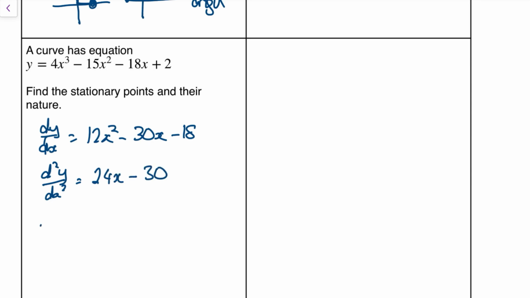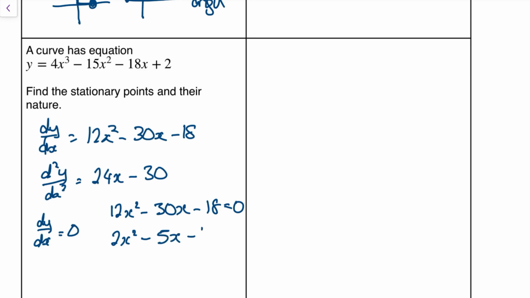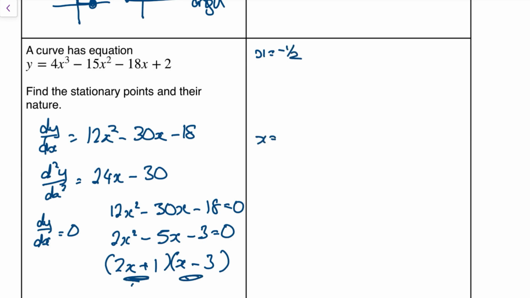I need to find out where dy/dx is equal to 0. This will be quite a lot of marks in the exam. There's a lot going on here. So 12x squared minus 30x minus 18 equals 0. I can divide it by 6, which gives me 2x squared minus 5x minus 3 equals 0. I'm pretty sure we've seen this factorizing before, because that is 2x and x, and then a 3 and a 1. I want minus 5, so it's going to be minus 6 and add back the 1. In other words, my 2 points of note are x equals minus a half and x equals 3, and you'll see why I've left a gap in a minute.